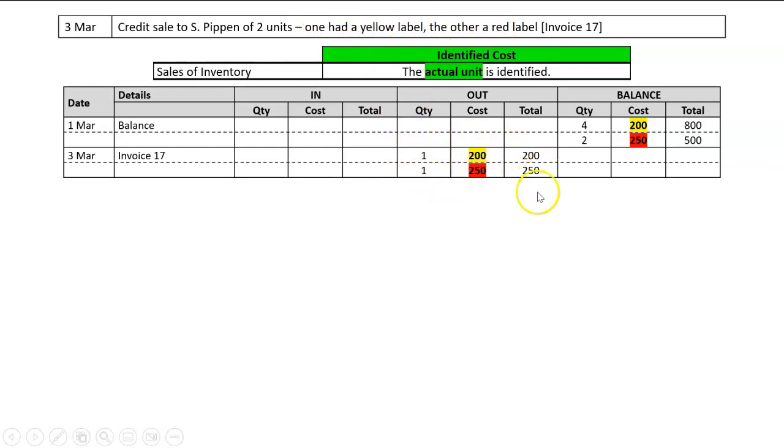and one is red, 1 at 250. Now, do they have to be in this order? Yes, even though we're not doing FIFO, when they were given to us in this order, they gave us the $200 ones first and the 250s. We've still got to keep them in that order. So they're still the first ones in on top. We're just saying maybe they're not the first ones out. And so what we do in the balance column here is we maintain that order. So we had 4 at 200, now one's gone, so that's 3 at 200 left. And we had 2 at 250, one's gone, so now we've got 1 at 250 left.